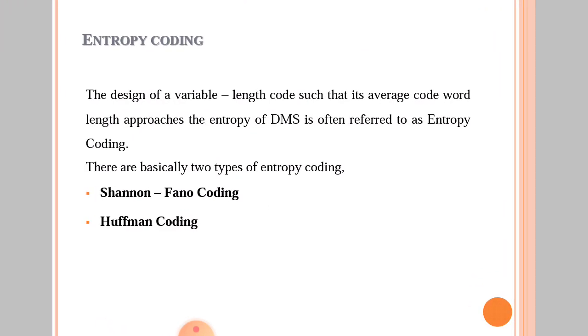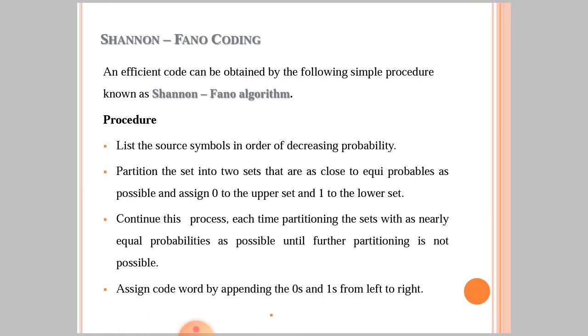Entropy coding: the design of a variable length code such that its average code word length approaches the entropy of a discrete memoryless source is often referred to as entropy coding. There are basically two types of entropy coding: Shannon-Fano coding and Huffman coding.